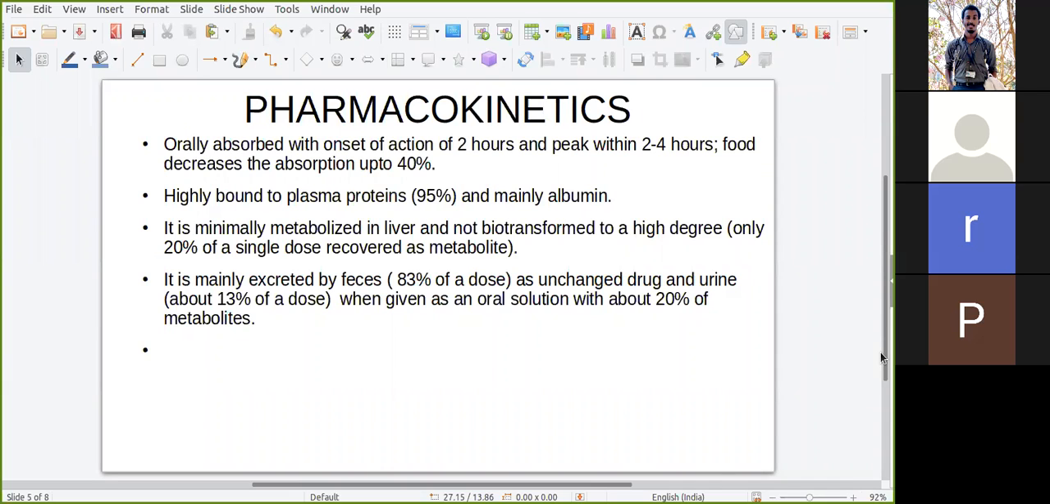and it's mainly excreted by feces. Is it given after food? Yeah, it can be given before food or after food, but it should not be given along with food. You should just maintain a gap. Food will decrease its absorption.